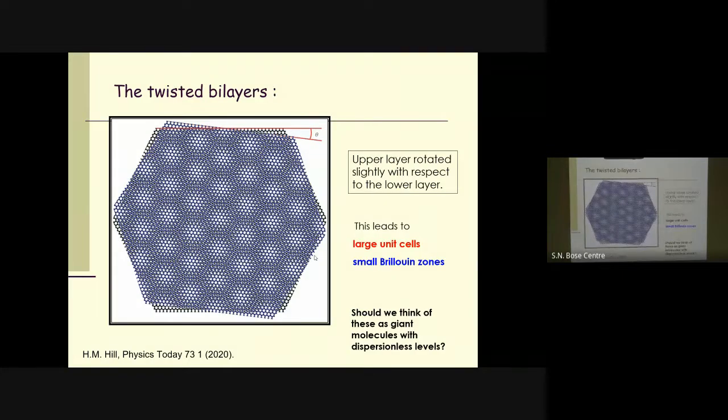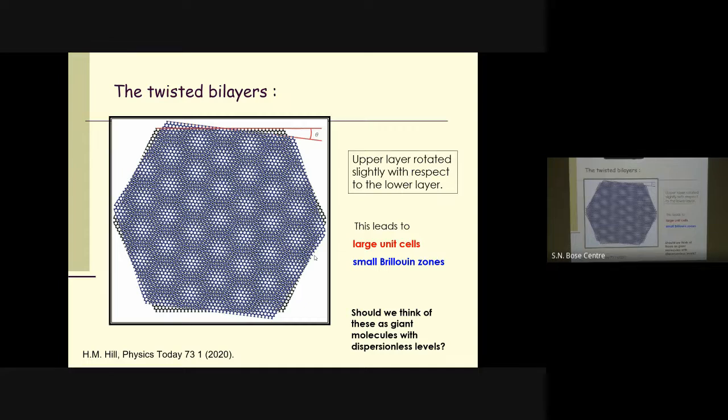So now I go on to the next story, which is of the twisted bilayers, where essentially, as I said earlier, the upper layer is rotated with respect to the lower layer. Depending on this angle of rotation, your moiré cell size can change. So you can have some very large unit cells associated with it, and you can also have very small Brillouin zones, which would automatically lead to very small Brillouin zones associated with these systems.